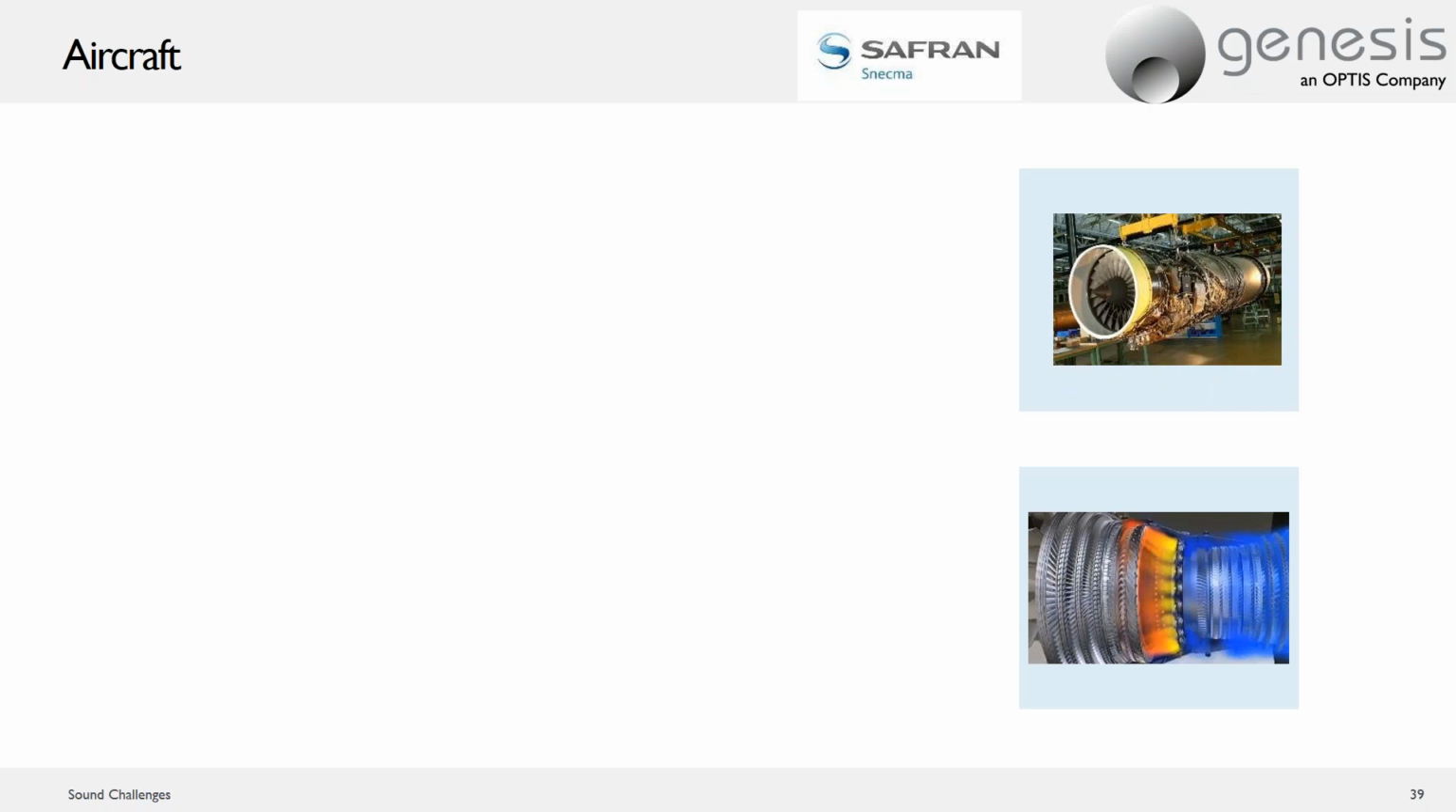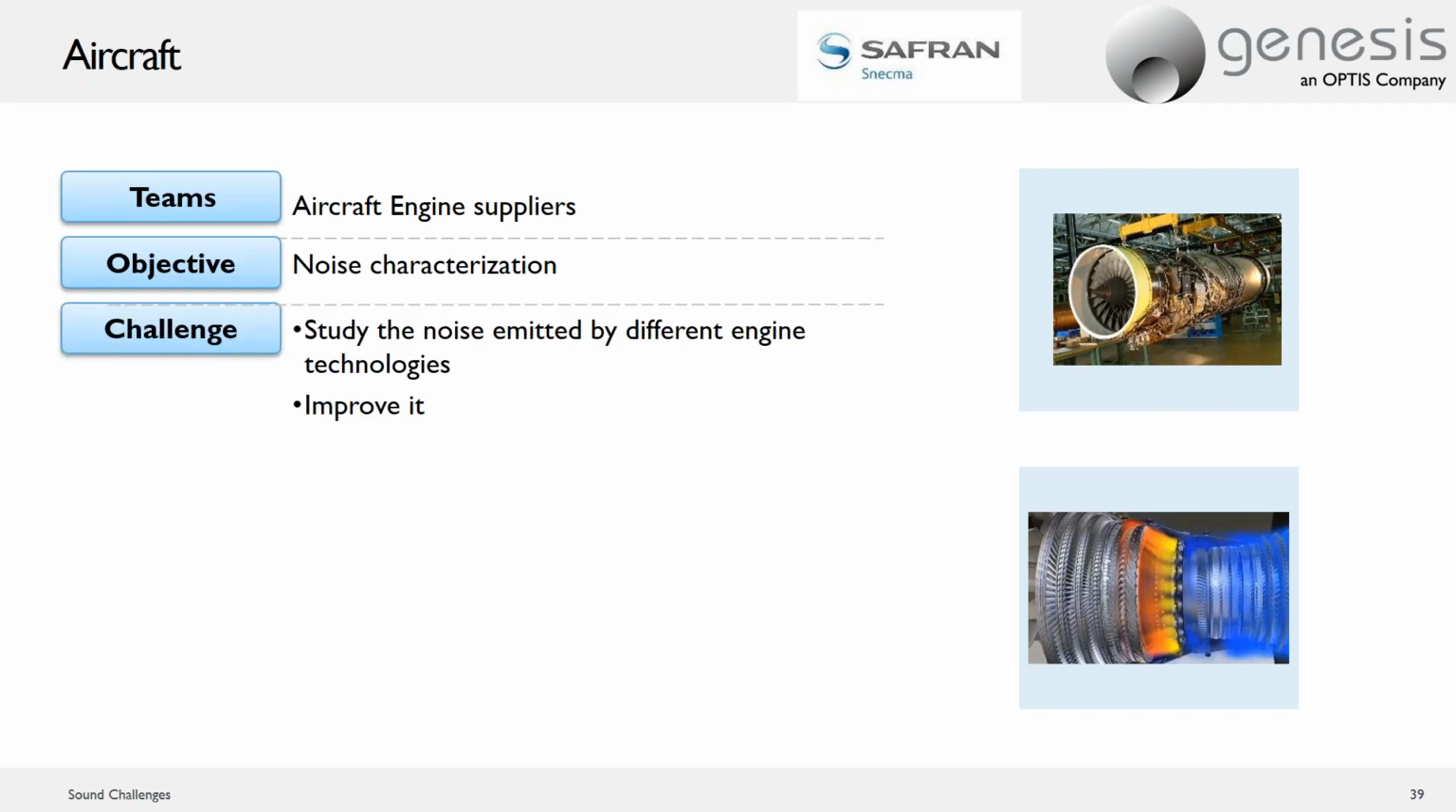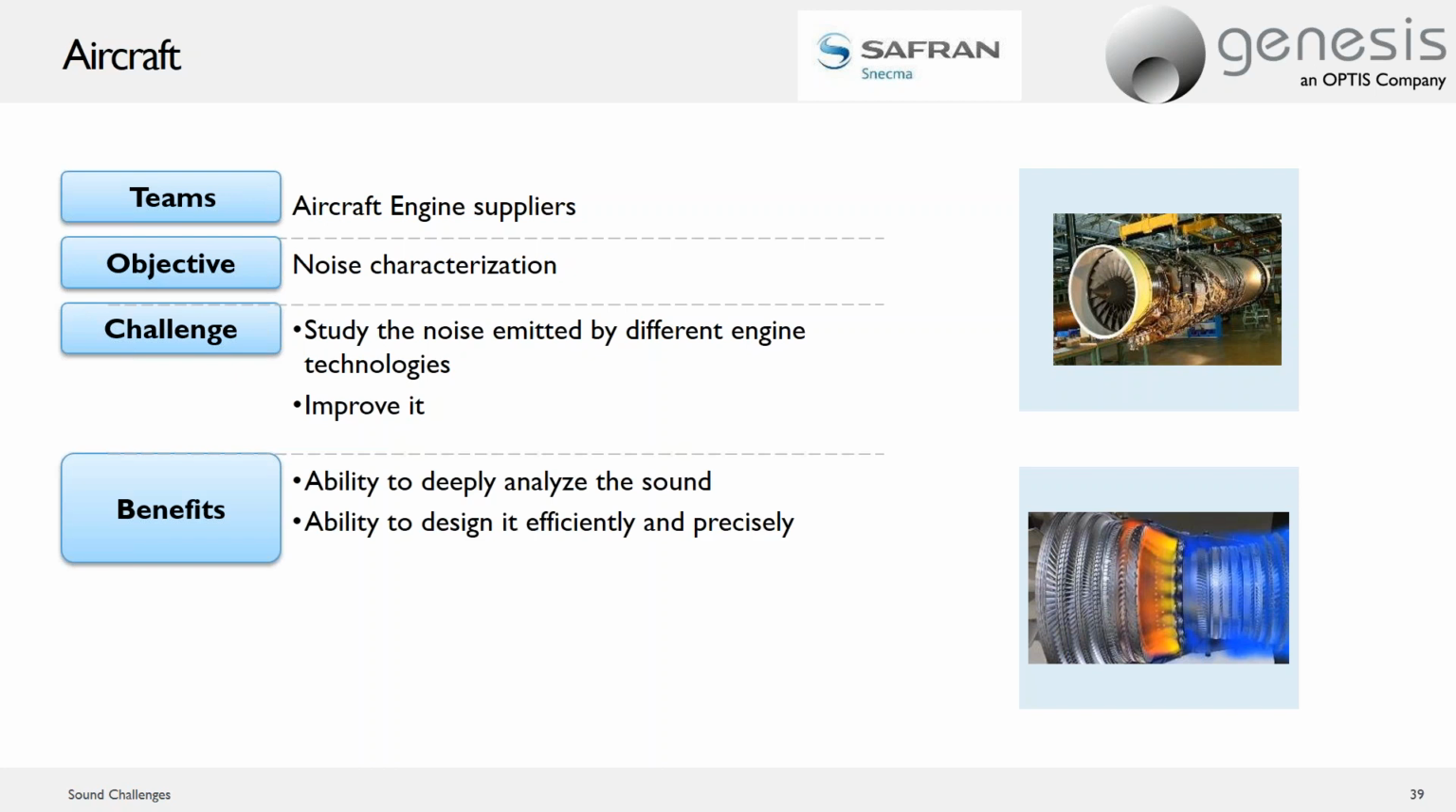So just to conclude, we have some references of specific use cases. So for an aircraft company, they use some of our software to study the noise emitted by different engine technologies and also improve it. Some of their benefits were the ability to deeply analyze the sound and also design it efficiently and precisely. So they're using LIA Psychoacoustics, as well as an option to analyze orders.